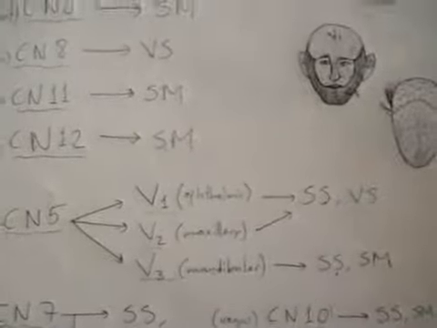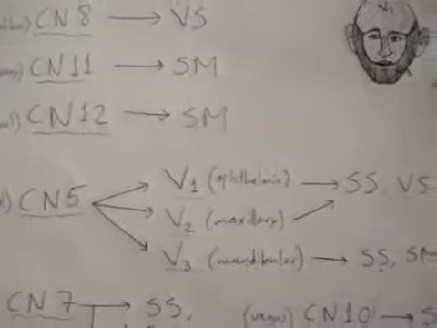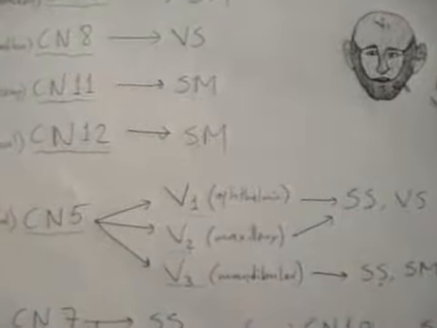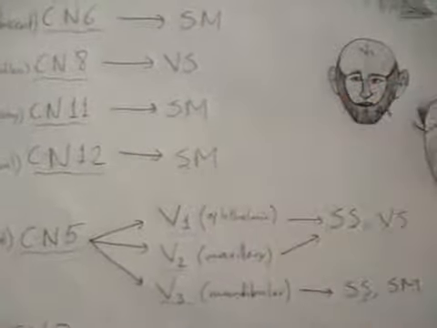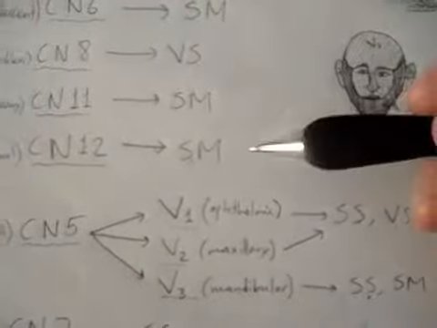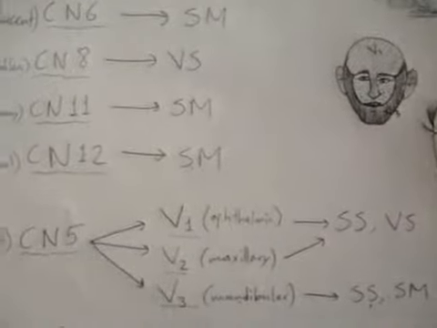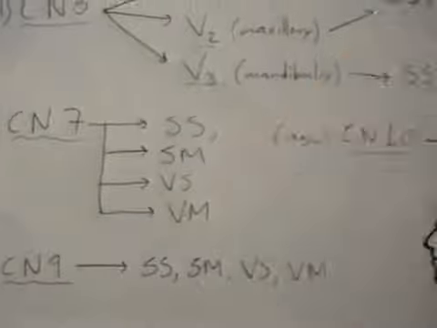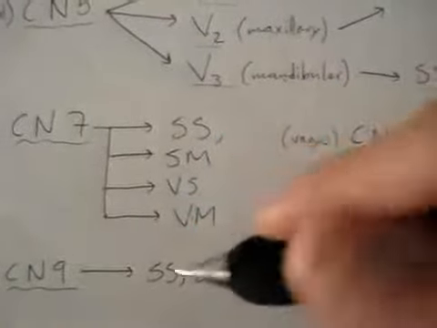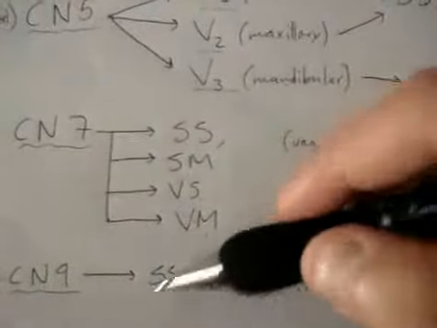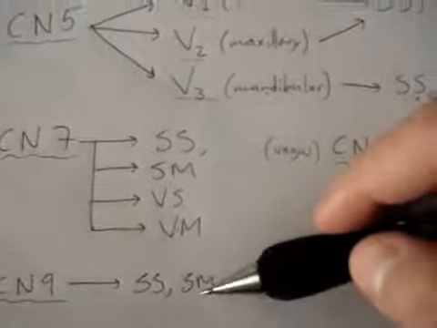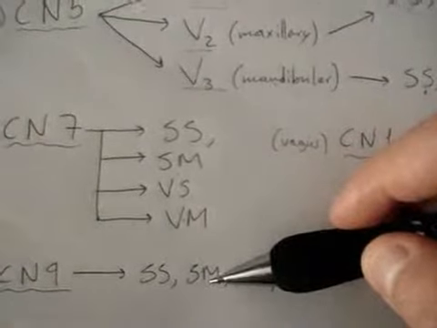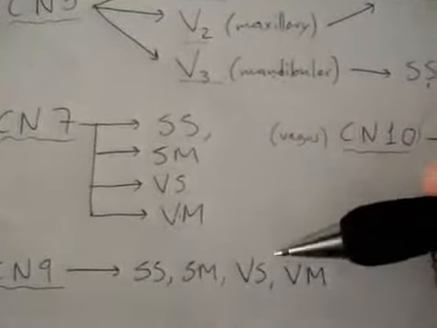Somatic means to skin or skeletal muscle. Visceral means to all the internal organs and glands. Okay, so somatic motor is to skeletal muscles. Somatic sensory is usually from skin. Visceral motor is to organs, internal organs or glands, and visceral sensory is sensation from internal organs or glands. Okay. So somatic sensory means it's from skin, so in this case from the middle ear. Somatic motor to skeletal muscles in the throat, pharynx.